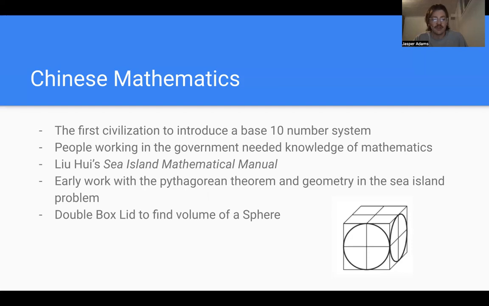And we also see them using the double box lid to find the volume of a sphere and volumes of other things, taking the cross sections that are contained within the box to find the volume of the sphere.